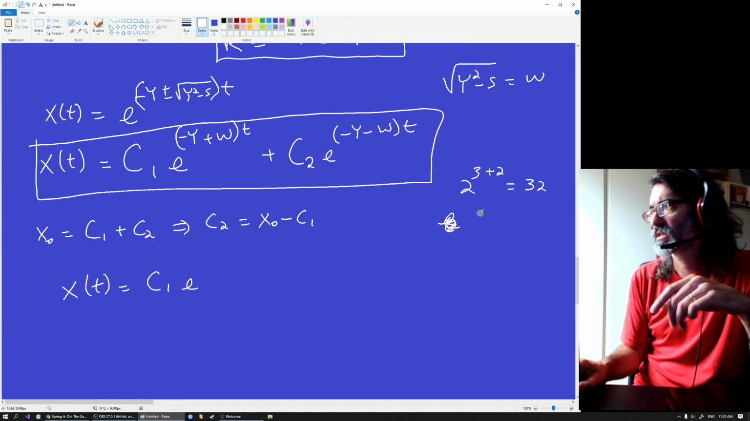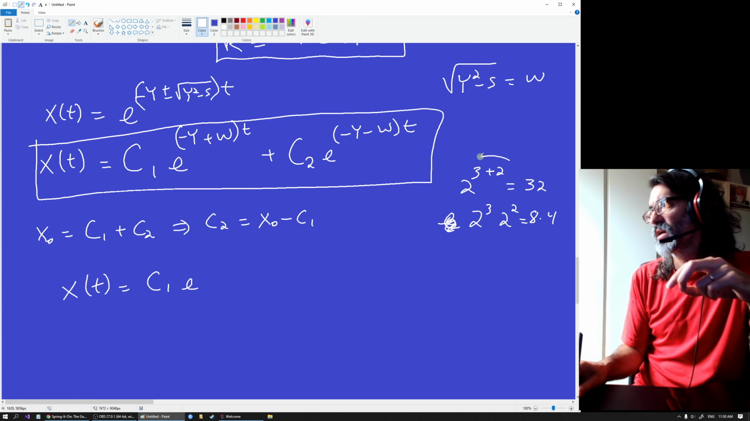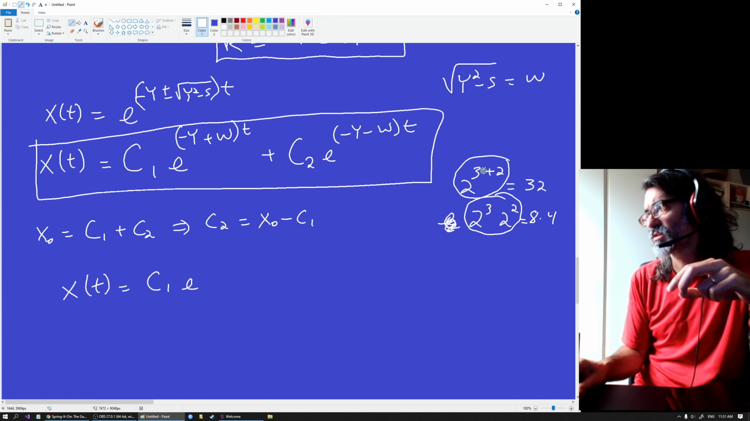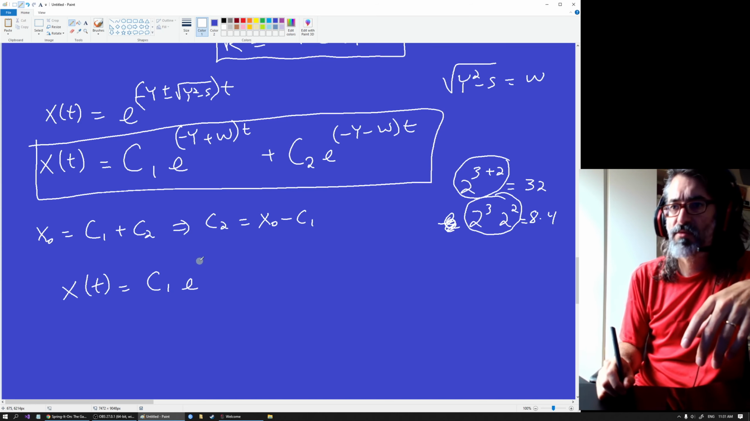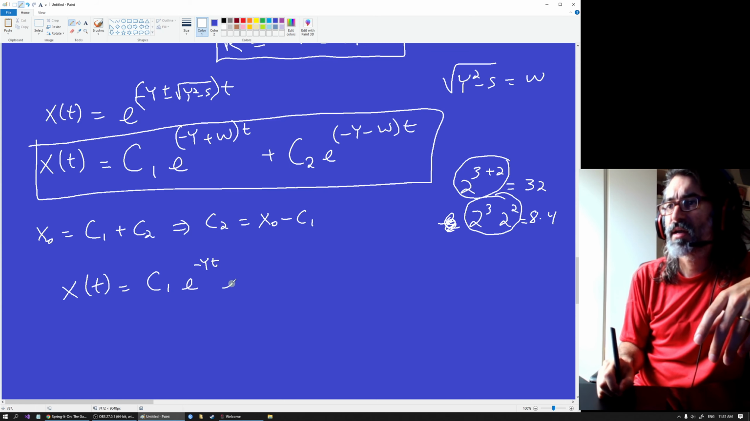But it's actually all the same as 2 to the 3 times 2 to the 2, which is 8 times 4. So you see, when you have this, you can also say it like this. You can just separate the sum here in an exponential, it's always like this. So e is the same. So this, I'm going to separate it. It's going to be e to the minus yt, and then e to the wt.